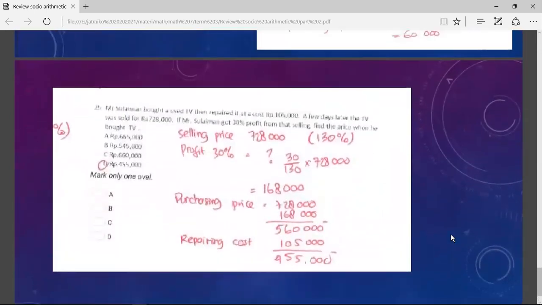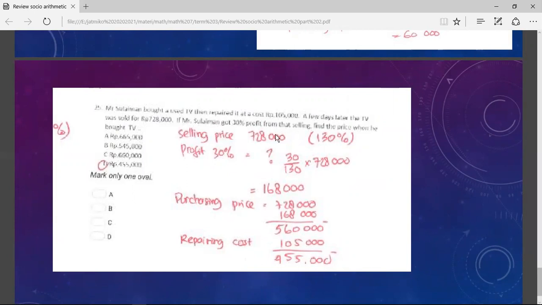Okay, finally, we reach the last question. Mr. Sulaiman bought a used TV, then repaired it for a cost of 105,000. And then a few days later, the TV was sold for 728,000. It means the selling price is 728,000, and he wants to get a 30% profit.